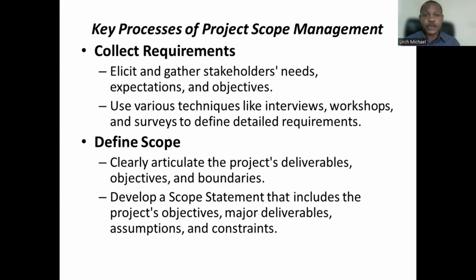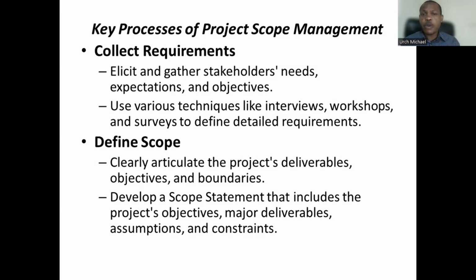After this, the next thing is that you clearly articulate the project deliverables, objectives, and boundaries. You should be able to say, okay, from this phase of the project to this phase of the project, I ought to have gone this far. When you say going this far, that is a deliverable in that phase of the project. So you should be able to break down your project into phases, and then articulate all the deliverables and objectives of the project, and clearly define the boundaries of your project.